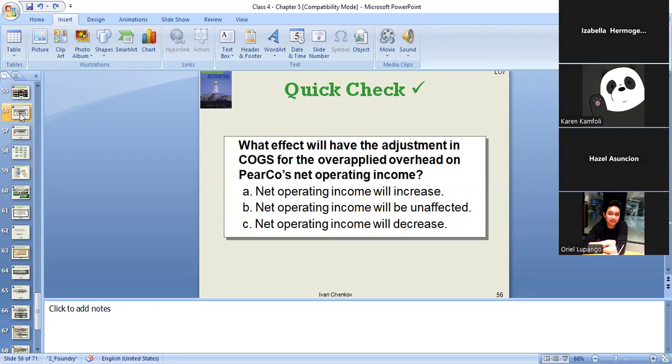Now, think about this and let me know what your answer is. What effect will the adjustment in the cost of goods sold for the over applied overhead have on the net operating income?